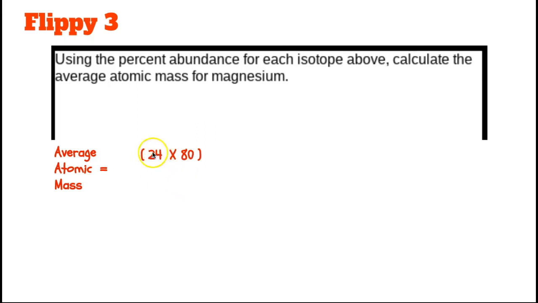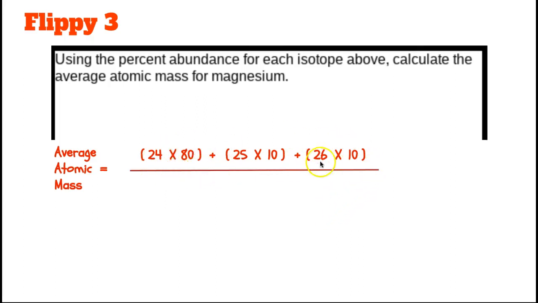So 24 is the mass number for this particular isotope, and 80% of the magnesium atoms had a mass number of 24. So 24 times 80 plus 25, the mass number of the second type of isotope, times its percent, which was 10, plus 26, which is the mass of the third isotope, times its percent, which was 10. We're going to add all of these together, and then divide everything by 100.